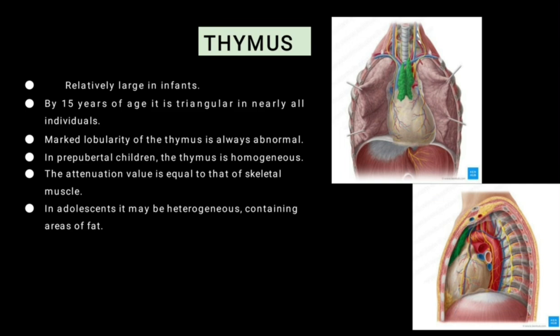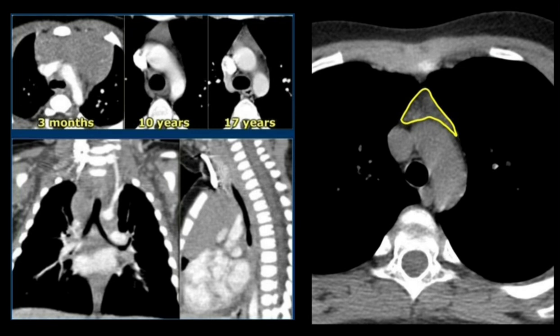So we'll say a few words about the thymus. It's relatively large in infants. By 15 years of age, it is triangular in nearly all individuals. Marked lobularity of the thymus is always abnormal. In prepubertal children, the thymus is homogeneous and the attenuation value is equal to that of skeletal muscle. In adolescents, it may be heterogeneous, containing areas of fat. So in the first image, we can see that the thymus is large and it's in a 3-month-old child.